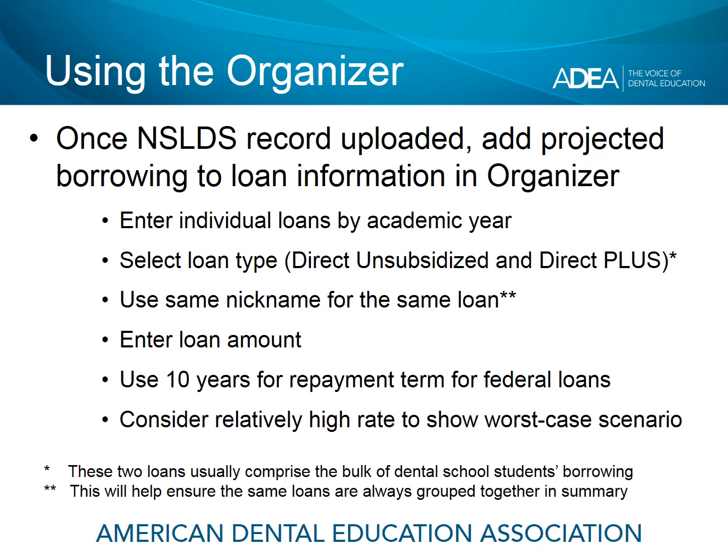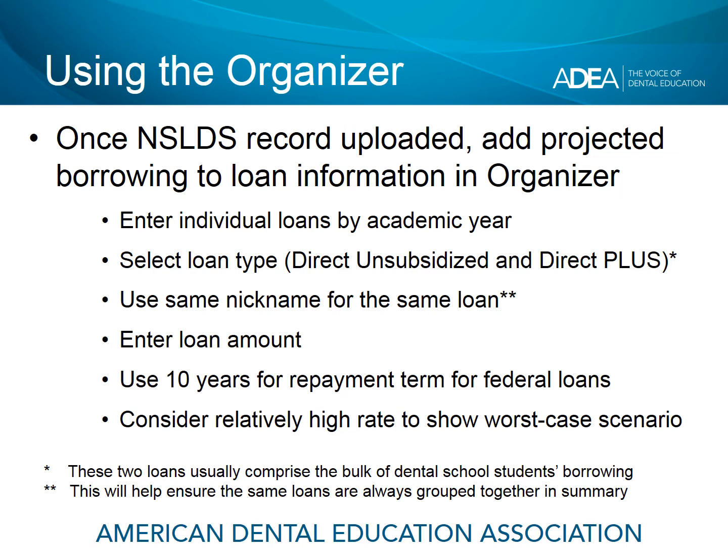Be sure you enter the loan amount. We're going to encourage you to use 10 years for the repayment term on federal loans. That does not mean you are locked into a 10-year standard repayment term, but that is a standard way you can enter information on DLOC, and you get a choice later on about different repayment options.